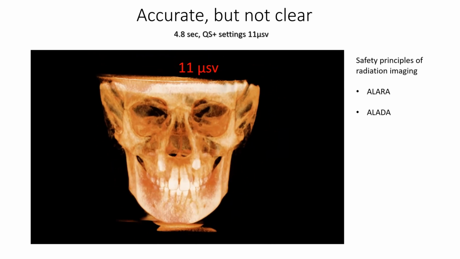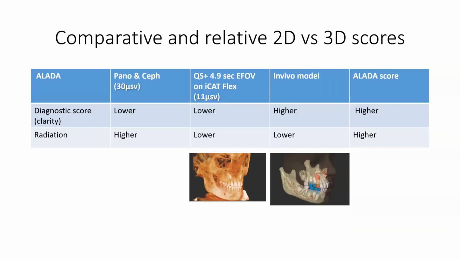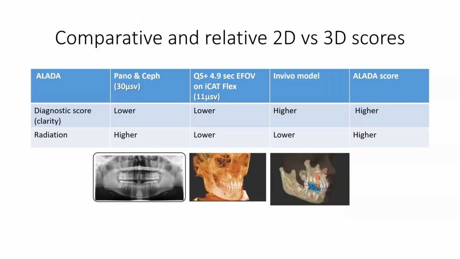So we always need to understand when it comes to imaging, especially when there's radiation involved, what are the risks? And so there is a rule called ALARA, which stands for as low as reasonably achievable. More important than that is the new principle of ALADA, which stands for as low as diagnostically achievable. Okay, so we have this little table which just shows the comparative and relative values of 2D, say pan-ceph, versus 3D, a low dose CBCT.